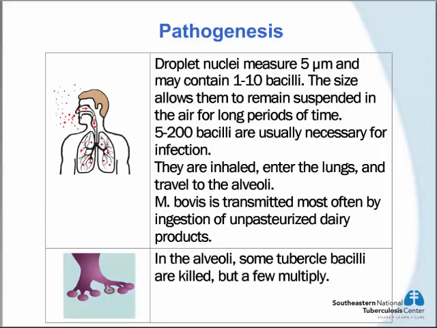And it is estimated that 5 to 200 bacilli are necessary for causing infection. When the droplet nuclei are inhaled, they enter the lungs and travel to the alveoli. An exception to this is Mycobacterium bovis, which is not usually transmitted by airborne route, but by ingestion of unpasteurized dairy products. Once the tubercular bacilli reach the alveoli, some of them are killed there, but a few of them continue to multiply.